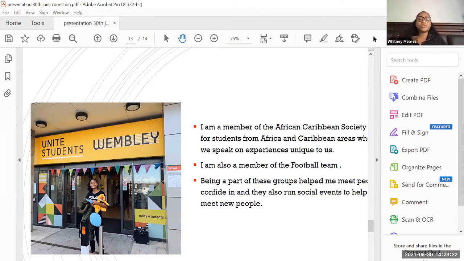There's also the Christian Society that I'm a part of. And in the African Caribbean Society, there is Girls Talk, which is for girls only, where we speak about experiences unique to us as girls. That's helped us as well, especially during the pandemic, coping with self-care and watching movies together. During lockdown we were stuck as international students in halls, not going to university and couldn't socialize, so we found ways to do it online.